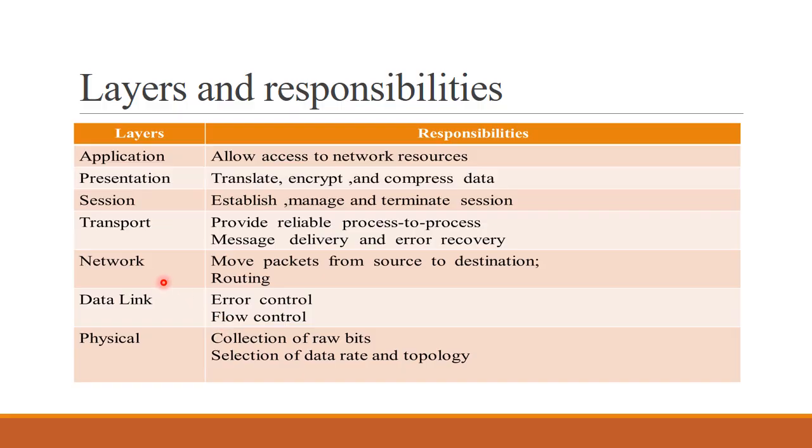network. The network layer is responsible for moving packets from source to destination, and one of the important functions of the network layer is routing. By implementing different routing algorithms such as shortest path, spanning tree, packets are routed from one node to another. The transport layer is responsible for reliable process to process delivery of message and its error recovery.